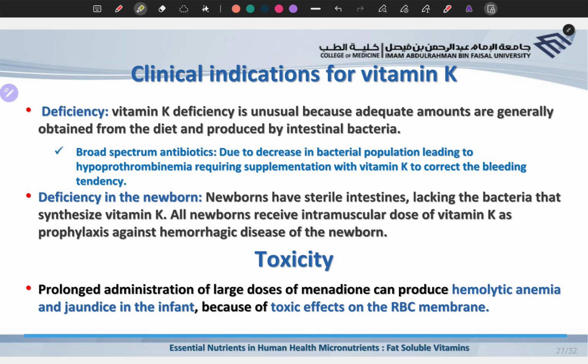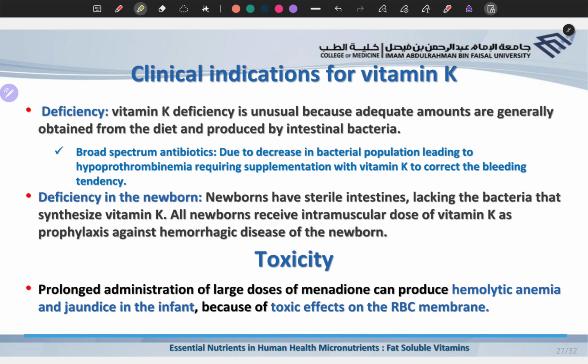Deficiency occurs in the newborn. Why? Because the newborn intestine is sterile. They do not have the bacteria which are responsible, so deficiency occurs in the newborn. So all newborns, as a routine procedure, are given intramuscular injections of vitamin K to prevent vitamin K deficiency. In excess amount, vitamin K will result in hemolytic anemia because in excess it is toxic to the RBC membrane, and because of hemolysis it can lead to jaundice in the newborn.